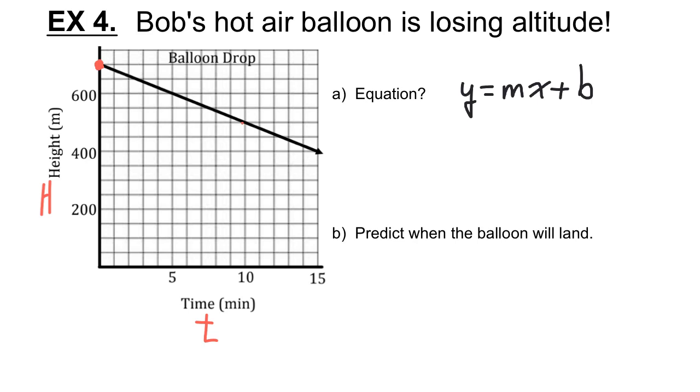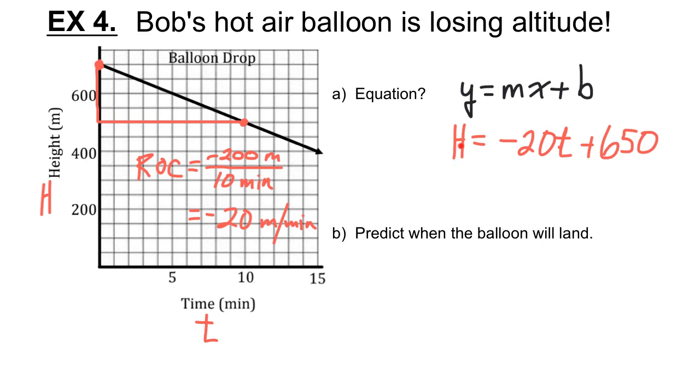So we find 2 points on the line. We find the rise and the run between those 2 points. So to calculate my rate of change, I have my rise on the top. Well, I'm going down 200 meters. And my run, well, I'm increasing 10 minutes. So rise over run, negative 200 over 10. I'll do the math. Bob's losing altitude at 20 meters per minute. Okay, so I've got my variables, I've got my initial value, and I have my rate of change. So I can fill in all of the missing pieces to make my equation. Height is equal to minus 20t plus 650.